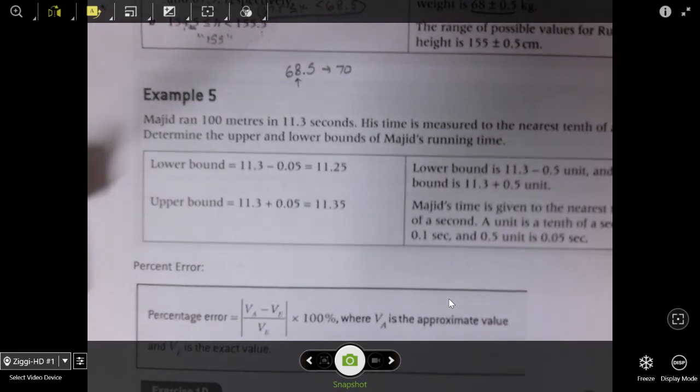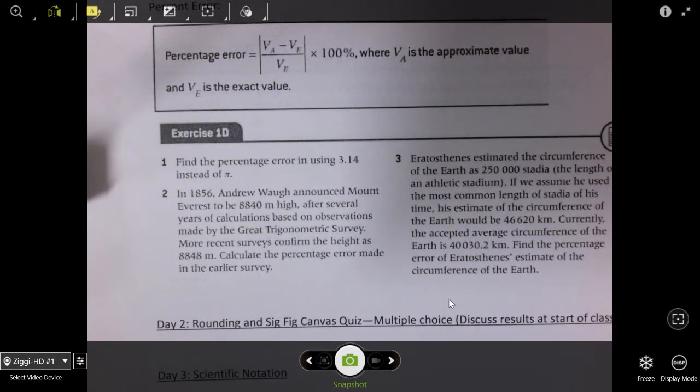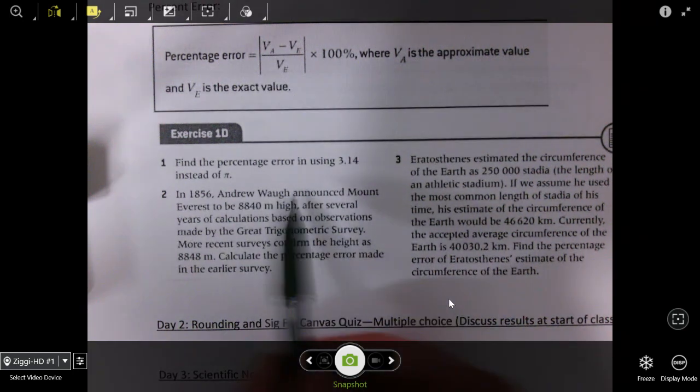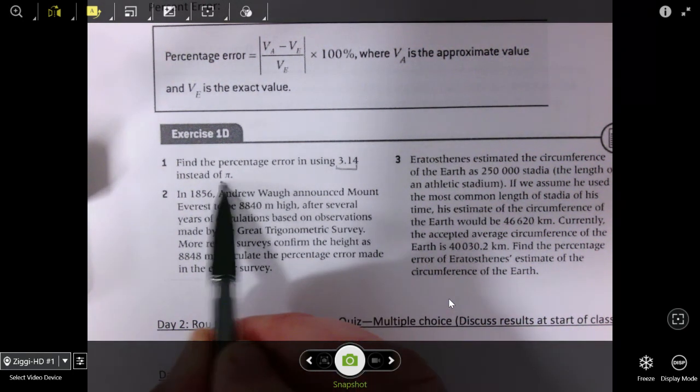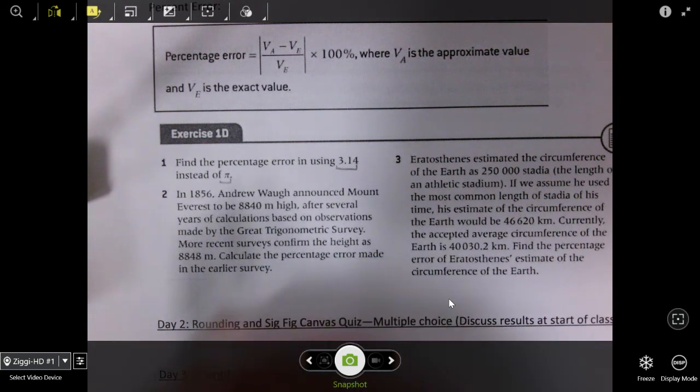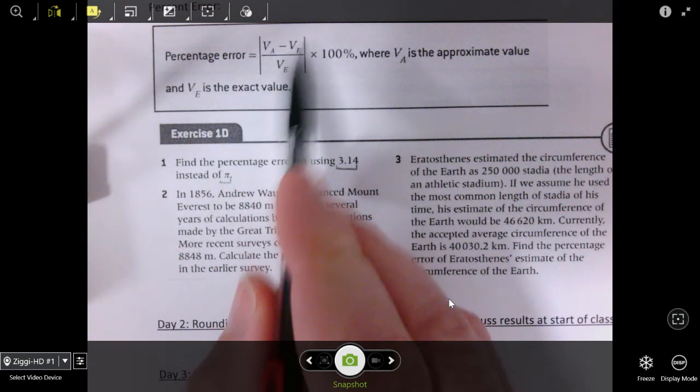So we're going to go down here to these problems. There's a formula because they're going to ask you to estimate error in rounding. There's always some error when you're rounding. And so it says find the percentage error in using 3.14 instead of pi. So 3.14 is an approximation. So we have this nice formula. These are big absolute value signs. That means there's no positive or negative.